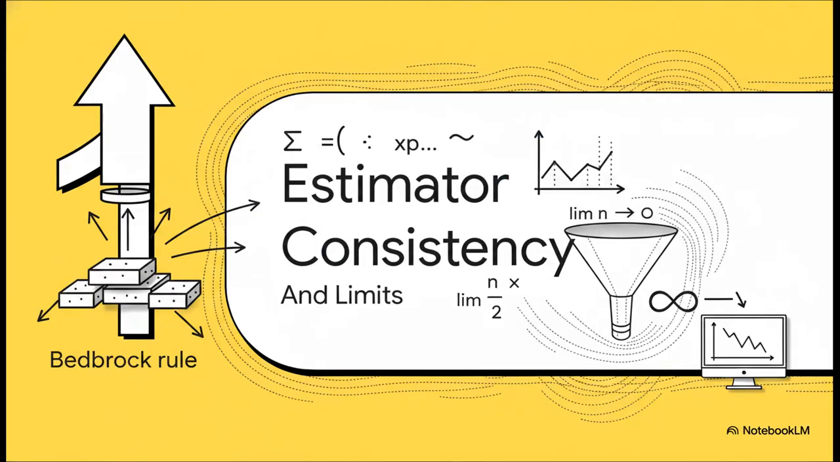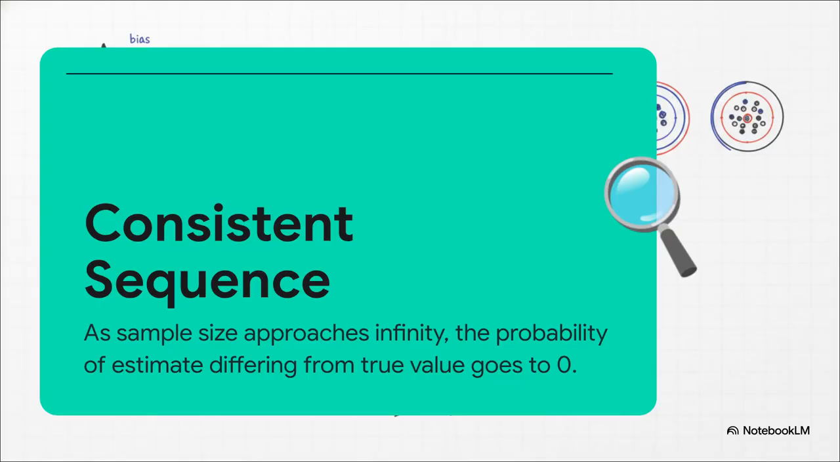Estimator consistency and limits. Let's start with the absolute bedrock rule of statistics, estimator consistency. The formal definition reads like this. The limit as our total sample size, the absolute value of S, approaches infinity of a specific probability. Now, that probability is the chance that the absolute difference between our calculated estimate, which is theta hat, and the true real-world value, theta, is greater than some tiny margin of error, epsilon. For an estimator to be consistent, this entire probability must strictly equal 0.